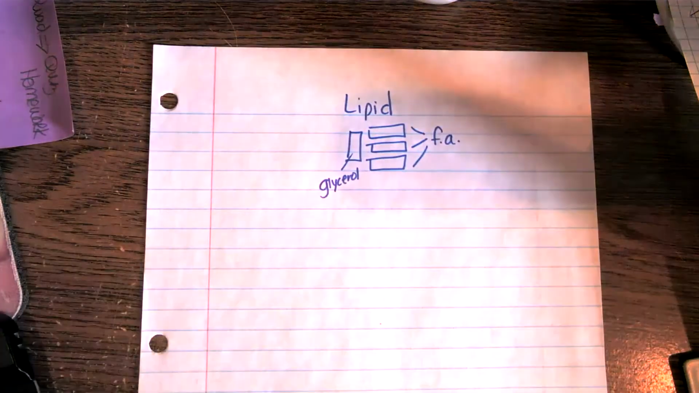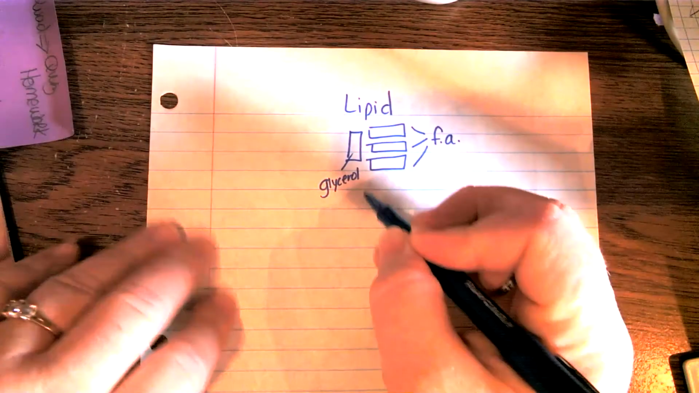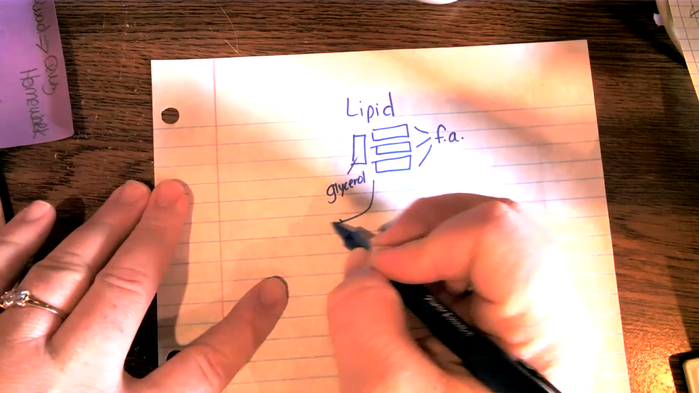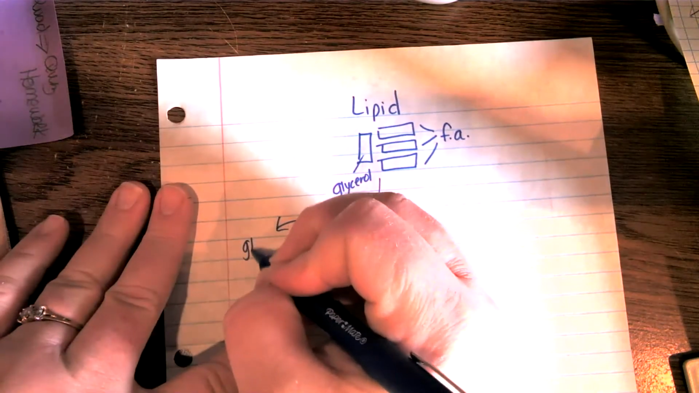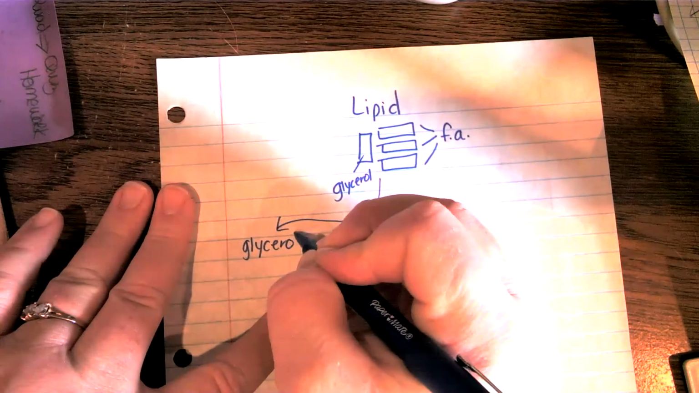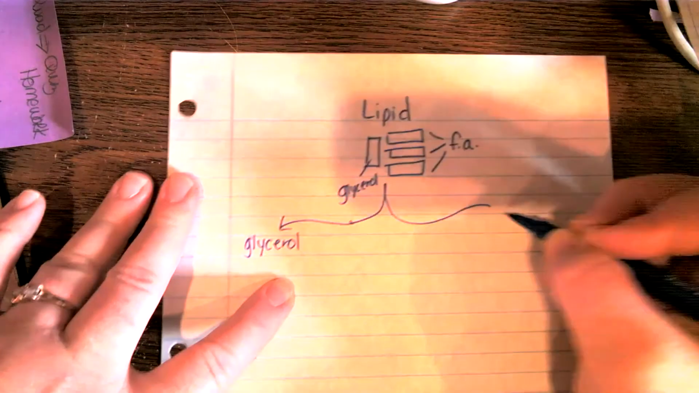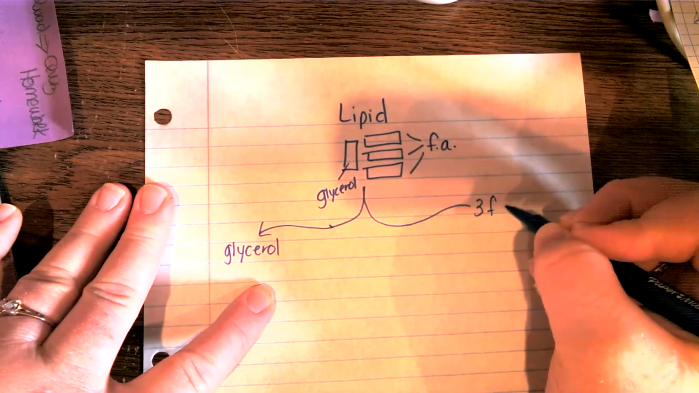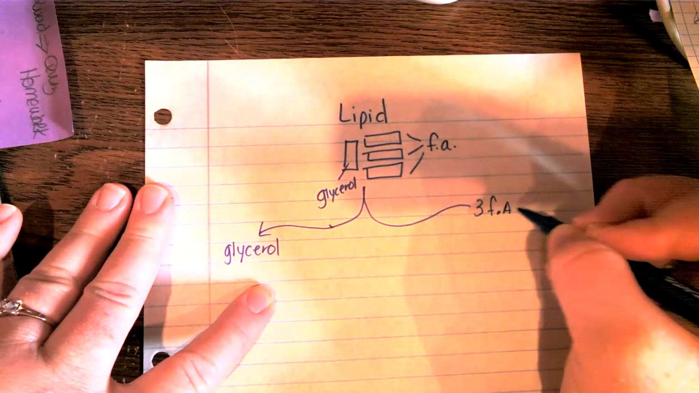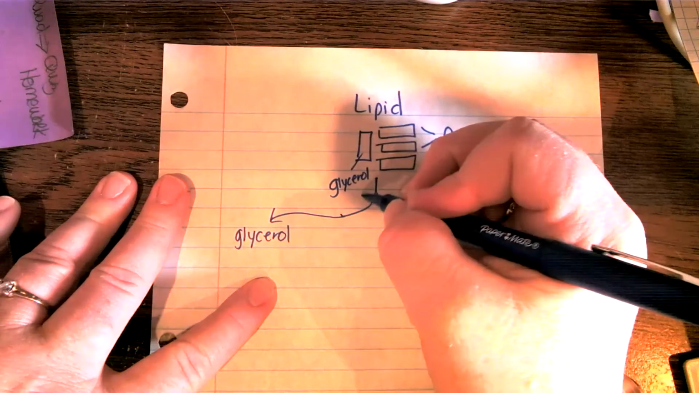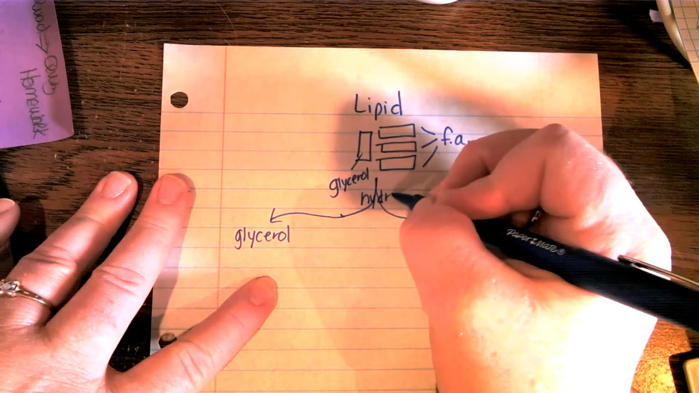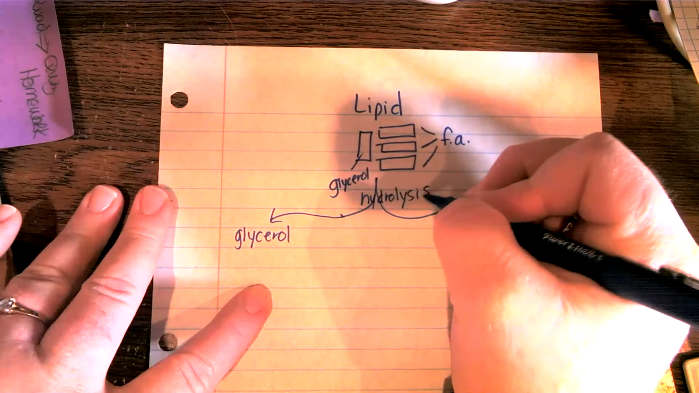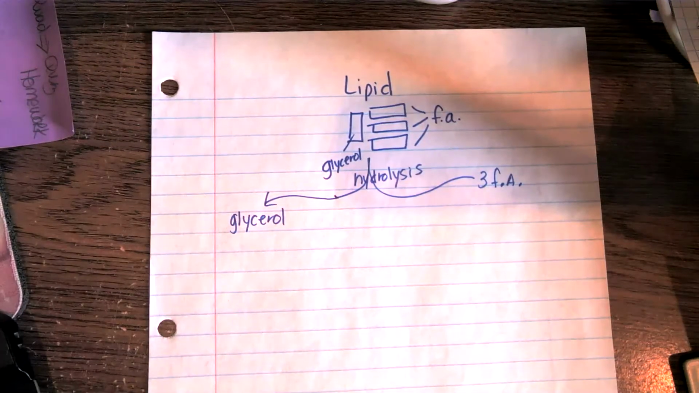So the first thing we need to do is break this lipid up into the building blocks. We're going to end up with the glycerol portion, and we're going to end up with the 3 fatty acid portions over here. Now, what process does that? Hydrolysis. Hydrolysis does that.